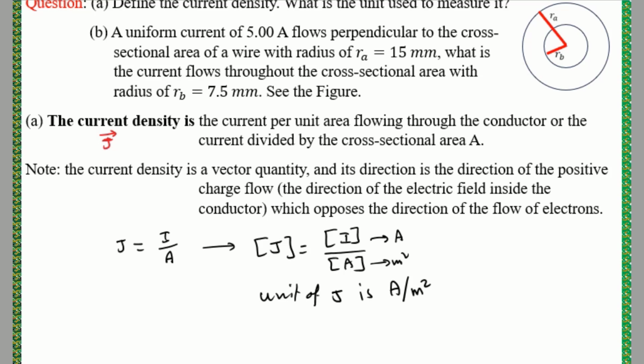Part B, a uniform current of 5 ampere flows perpendicular to the cross-sectional area of a wire with radius of RA equals 15 millimeter. What is the current flow throughout the cross-sectional area with the radius of RP? See the figure. Here we have a figure with cross-section of RA for the whole wire, and we need to find the current in some region of that wire.